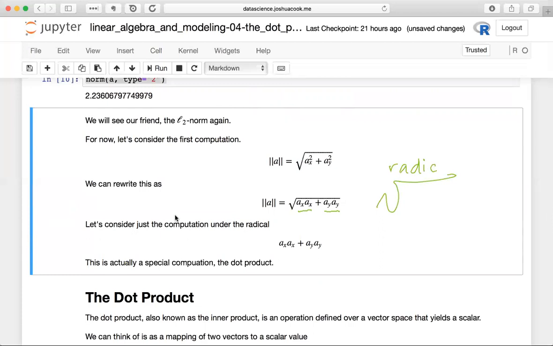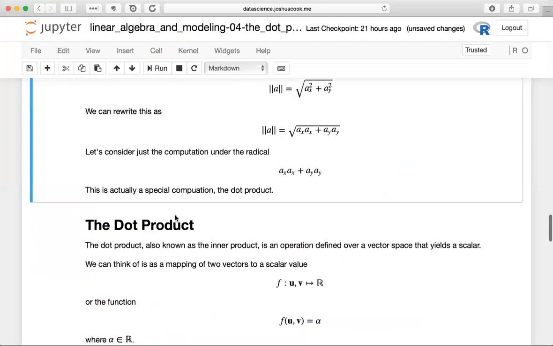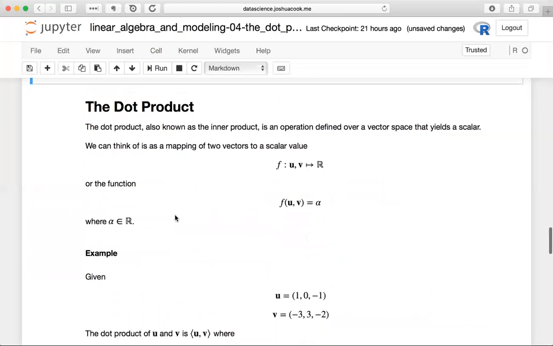That's what this symbol is called. So we want just the part that's underneath the radical. Now this computation here is a special computation, and this is the dot product, where we take these components and multiply them together and then add them up. So the dot product is also known as the inner product. You might see this term inner product as you do your studies.